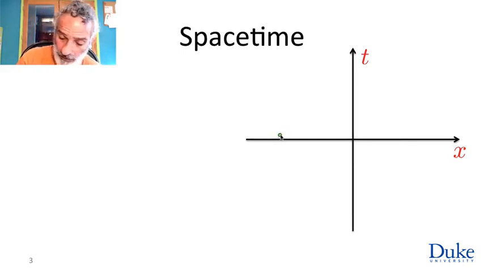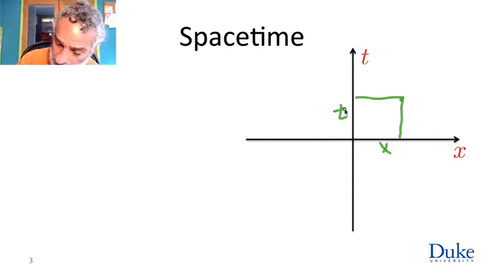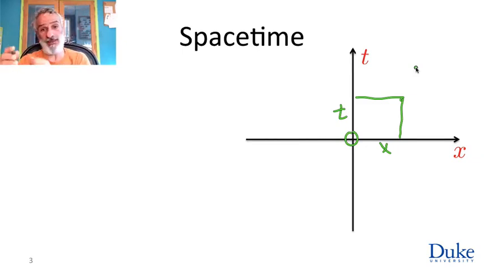I've picked some time, t equals 0. The coordinates of a point, an event in this graph, are given by its x-coordinate and its t-coordinate. x gives you the distance from some particular point, which I've called x equals 0, at which this event occurred, and t gives you the time after some particular time that I decided to call t equals 0, when this event occurred. So give me an x and a t, and that tells you if something happened at that position at that time. You've specified where and when it happened.